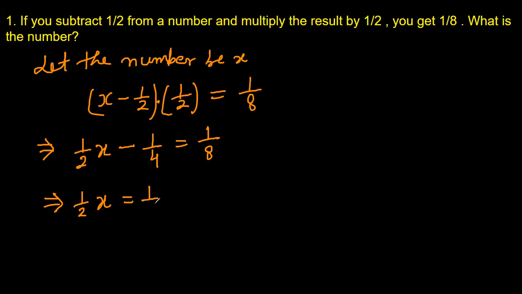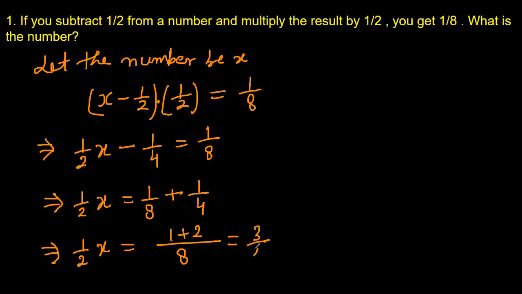to the right, and this will become positive 1 by 8 as it is, and this 1 by 4 is now positive 1 by 4. Now this means our half x, 1 by 2x, is equal to, we can take the LCM of 8 and 4, which is 8, and then this will be 1 plus 2, right? Because 1 by 4 is the same as 2 by 8. So 1 plus 2 means 3 by 8. So what do we get is, we get half of x is equal to 3 by 8.